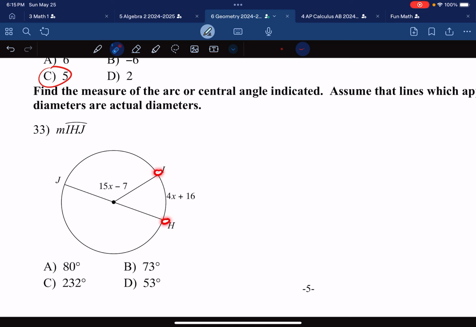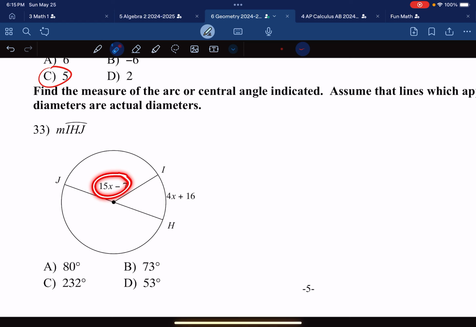And number 33, we're trying to find the measure of arc IHJ. So I to H to J is all of this arc right here. So it's basically, if I can find what this one angle is, I can subtract that from 360 and then I'm in good shape. Or I can plug in whatever x is right here and then add it to 180 to get our answer as well. Whatever floats your boat. I think this one's going to be a little bit easier. Either way, I have to solve for x first as my first step.